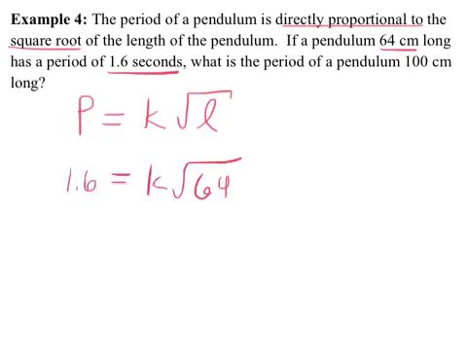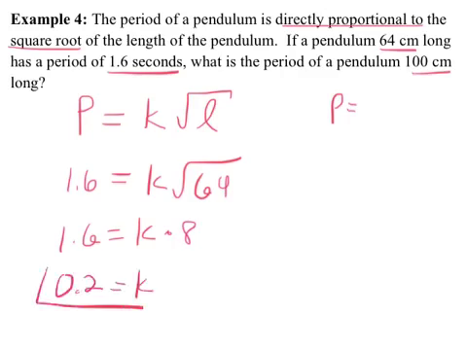What is the period of a pendulum 100 centimeters long? So in a minute, we're going to have to find out what the period is, but we're going to have to know more information. So let's solve for k here. It's going to be 1.6 equals k times 8. Dividing by 8, we're going to get 0.2 for the k value. Okay, 16 over 8 is 2, so 1.6 over 8 is going to be 0.2.